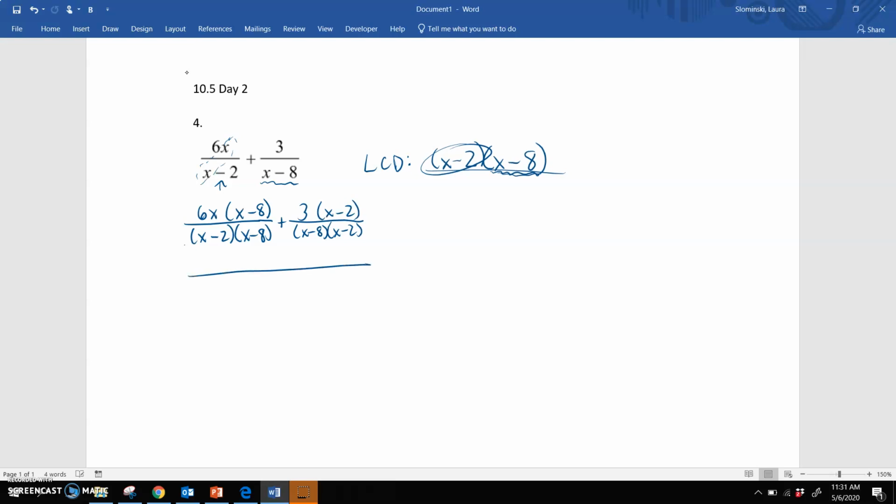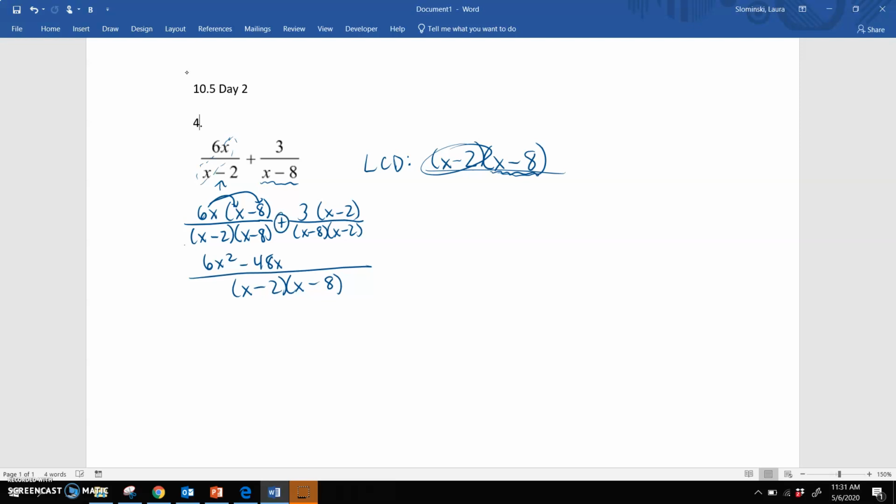From there, I'm able to put them together as one fraction, with the denominator being x minus 2 times x minus 8, or x minus 8 times x minus 2. It doesn't matter the order of those. And now I simplify the top. Distribute the 6x to both pieces. I get 6x squared minus 48x.